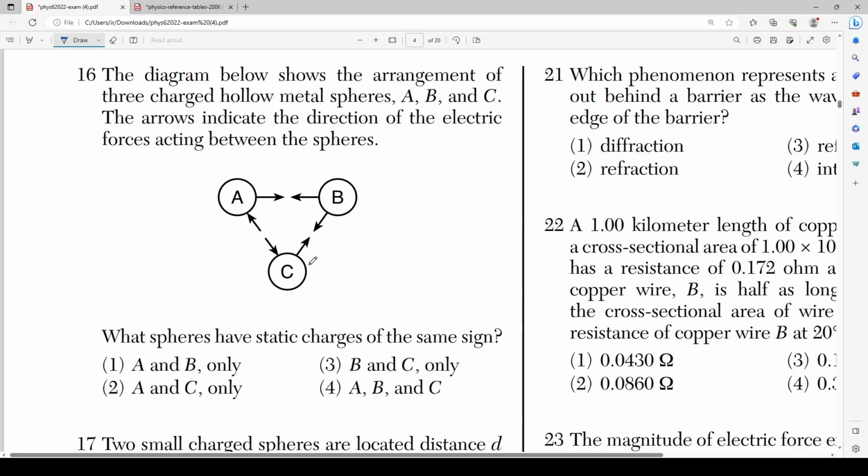Moving on to number 16, it says that the diagram below shows the arrangement of 3 charged hollow metal spheres, A, B, and C. The arrows indicate the direction of the electric forces acting between the spheres. Which spheres have a static charge of the same sign?